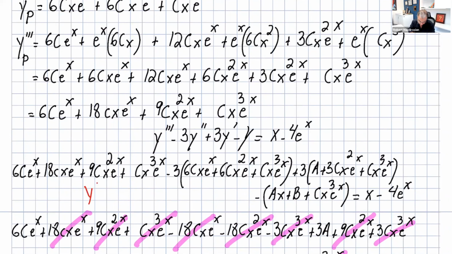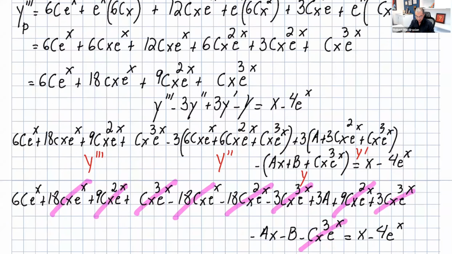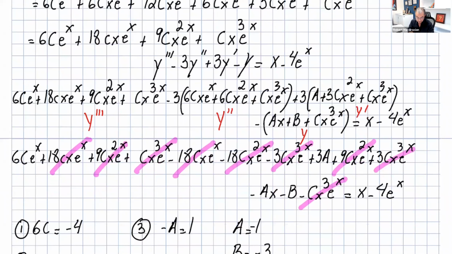So this is y triple prime minus 3 times the second derivative. You just substitute by the expression, plus 3 times y prime, and this is just y. And guess what? You have to simplify. So this is pure algebra. If you do this carefully, a lot of terms cancel each other, and I put those here.